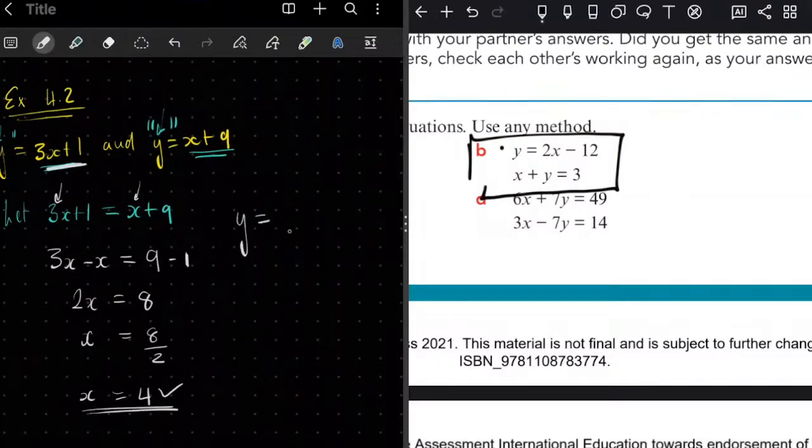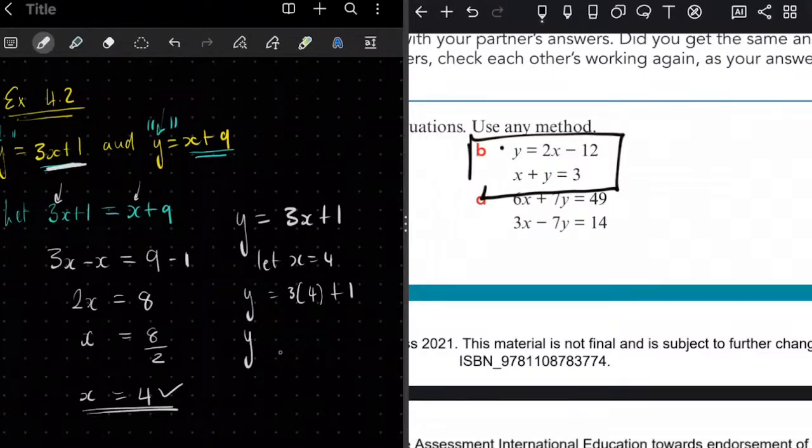You can take the first one. Y is 3x plus 1. Then you say let x be equal to 4. You have y be equal to 3 by 4. Here, if you say x is now 4, it will be 3 by 4. Then plus 1, which means y is 12 plus 1. Y is 13. Have you seen? So make sure you also have the answer for y.